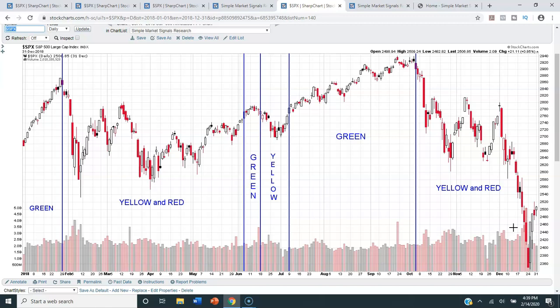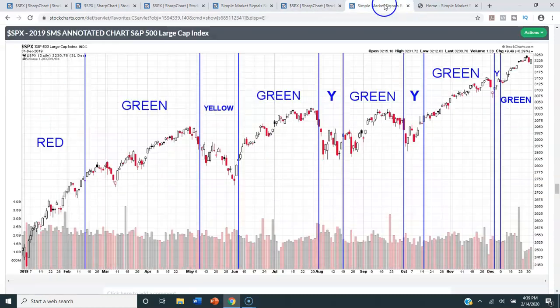So people that were fully invested during 2018 lost money, where somebody technically could have been invested about 4 months of the year, for the month of January and then the middle of July through the first part of October, and they would have had a positive return using Simple Market Signals, okay? And then in 2019, the signal stayed red until right here. So that's one thing I want you to understand.